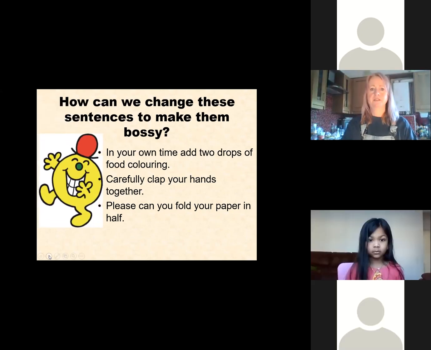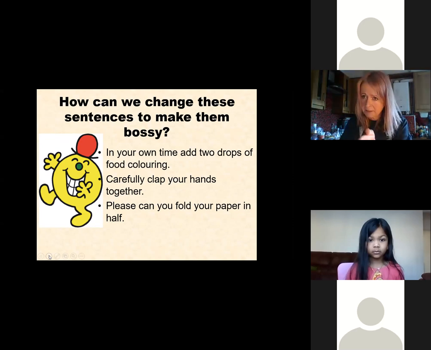Oh, who's that? I think it might be Mr. Happy. I think he's probably very excited that we're all clear. We understand that imperative verbs are bossy verbs. They are giving a command. They are a word that gives a command.